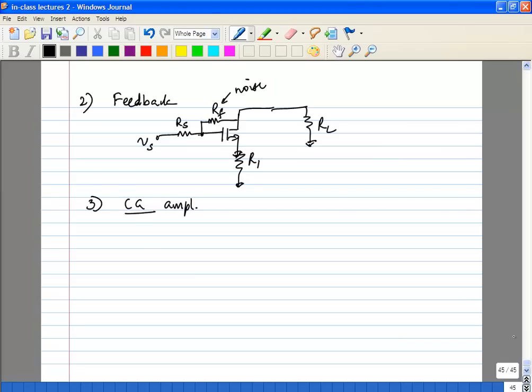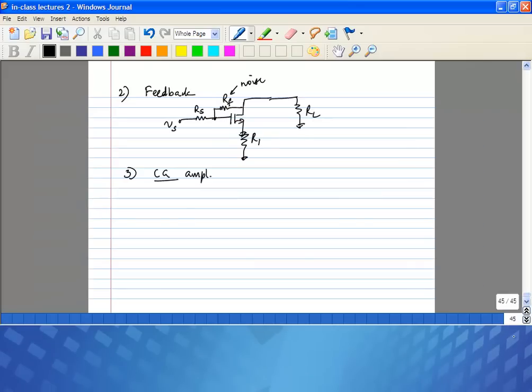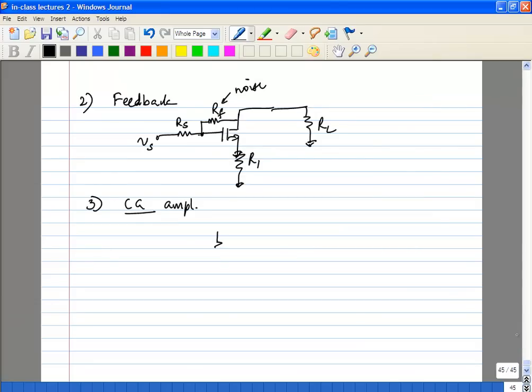The third way of doing it is a common gate. I'm sure you've all seen the common gate structure. You all remember the common gate structure, right? I think it's very basic stuff. This is actually a bias, but we'll ignore biasing for now.